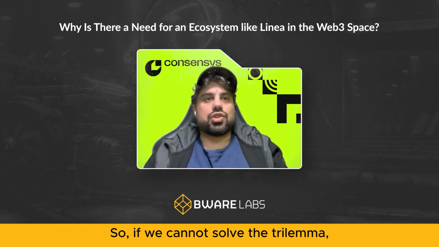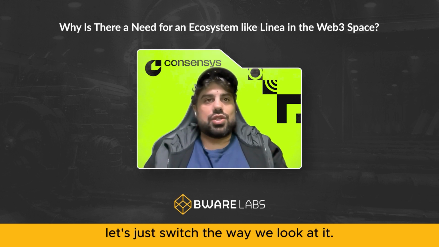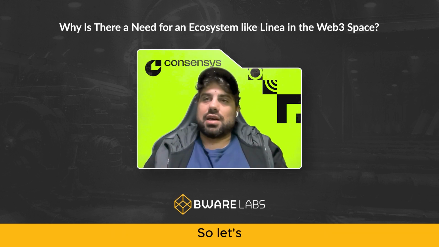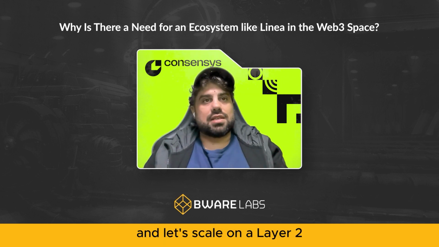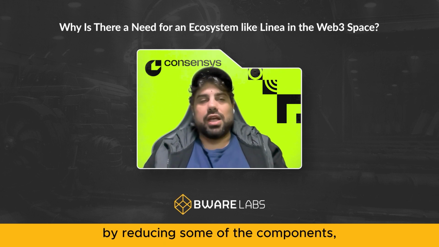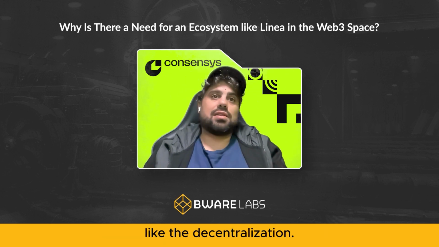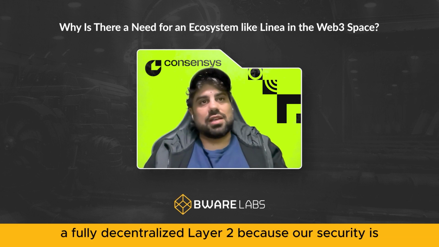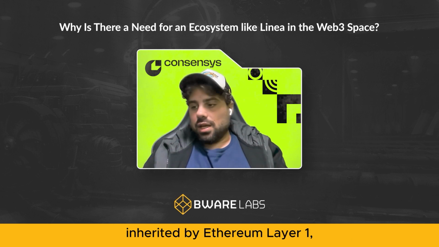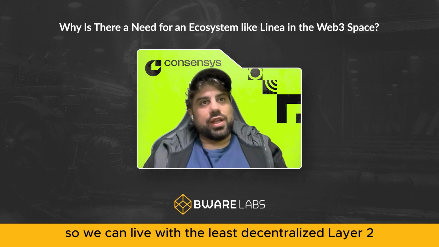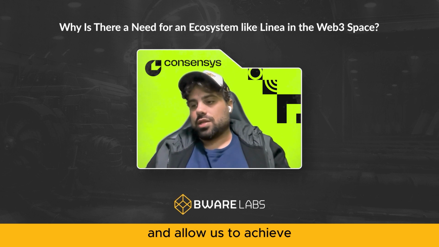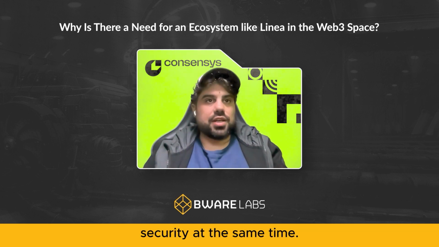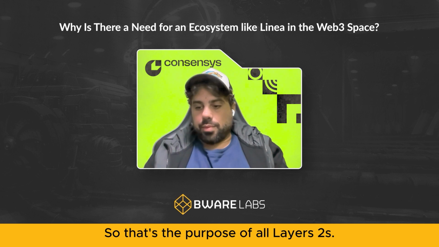So if we cannot solve the dilemma, let's just switch the way we look at it. Let's get Ethereum mainnet to be secure and decentralized enough, and let's scale on a layer 2 by reducing some of the components, like the decentralization. We don't need a fully decentralized layer 2 because our security is inherited by the Ethereum layer 1. So we can live with a less decentralized layer 2 that will allow us to achieve scalability and security at the same time. So that's the purpose of all layer 2.